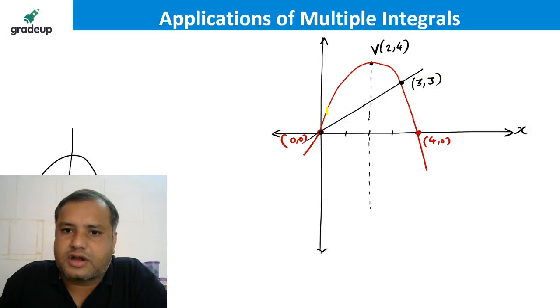So I have got the bounded area. What is the bounded area? The bounded area between the parabola and the line. So this is the region.